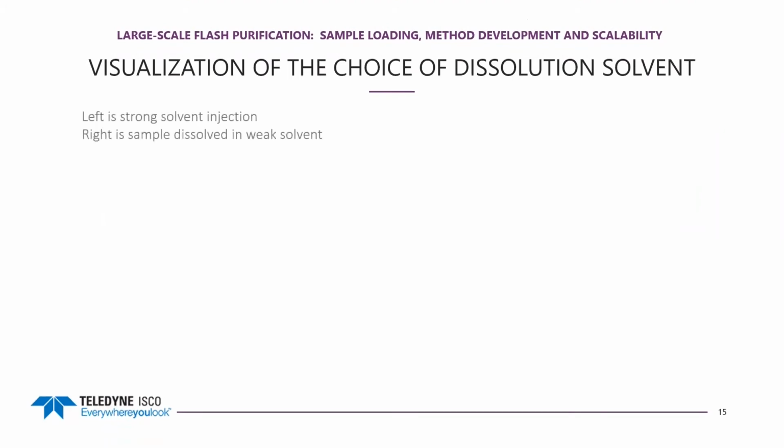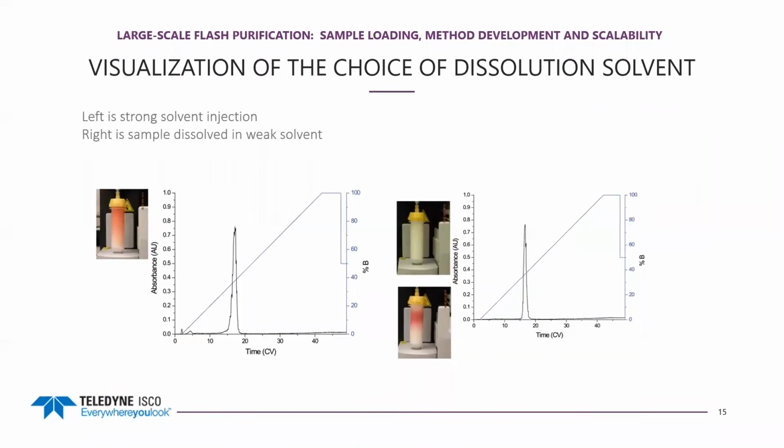Just to visualize this example, this is on our smaller columns, but it's a really good visual example because you can see through the column and you can see the band broadening based upon the dissolution solvent of choice. On the left here, we have a strong solvent injection of this compound. As the picture was taken right after the injection, the compound has already traveled almost all the way down the column visually. And you can see a pretty wide peak in the chromatogram with some fronting of the sample.